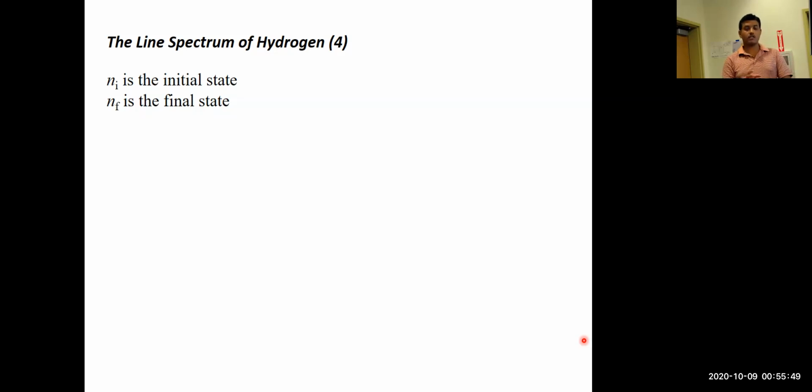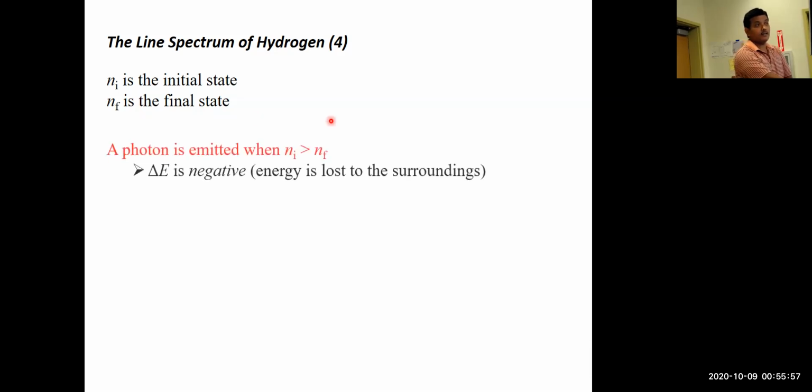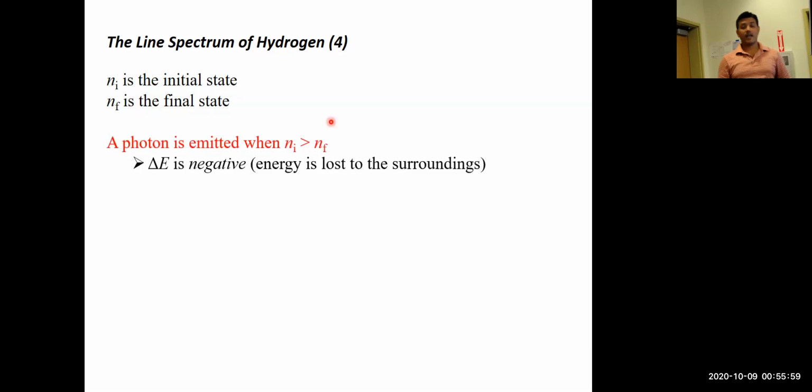So in that process, we are going to label the high energy state as Ni and the low energy state as Nf. The only difference is that one has to be bigger, one has to be smaller. Ni has to be a larger number and Nf has to be a smaller number. So a photon is emitted when Ni is greater than Nf.